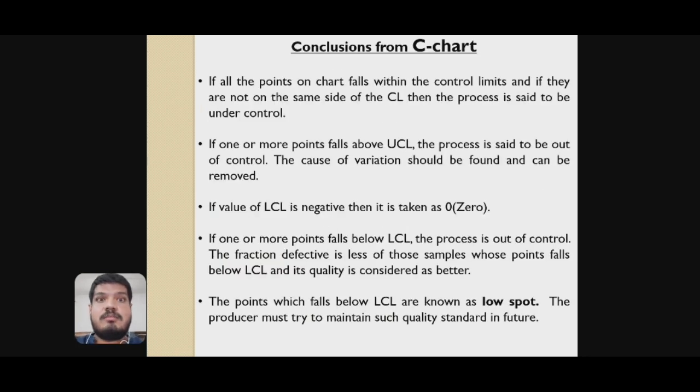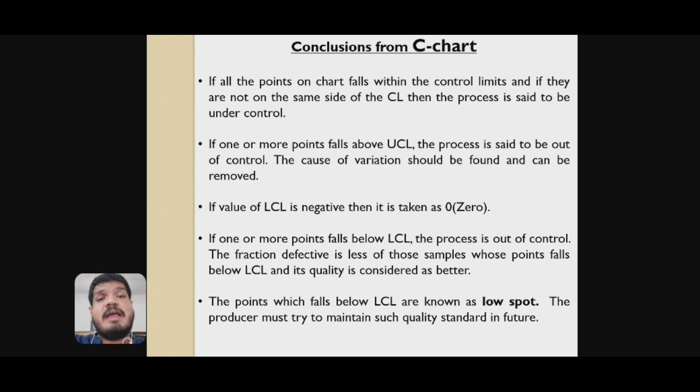Now conclusion from C chart. If all the points in the chart fall between the control limits, that is between the UCL and LCL, then the process is said to be under control. And next, if one or more points fall above UCL, then the process is said to be out of control and the variation is found and can be removed. So we have to find out the revised limits. If the value of LCL is negative, then it is considered as 0.